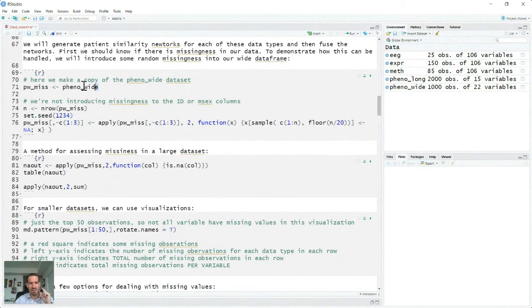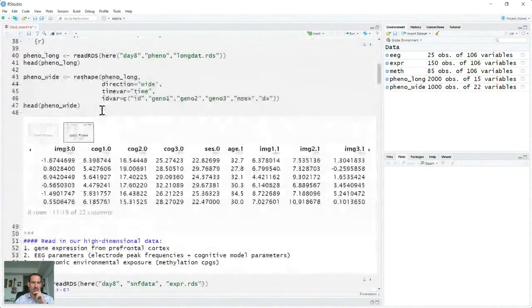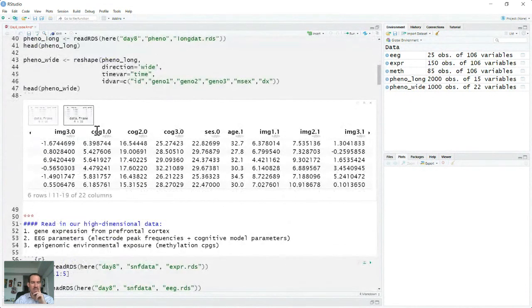We're going back to this pheno-wide data frame, you remember, from the very first. So this is kind of the data that had a couple imaging variables and some cognitive variables. These aren't our omic data types, right? This is data that's collected on some of the same subjects. You notice the IDs are different. We're going to map them together. But the data are different.